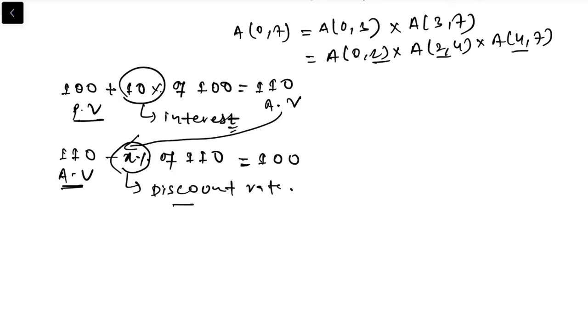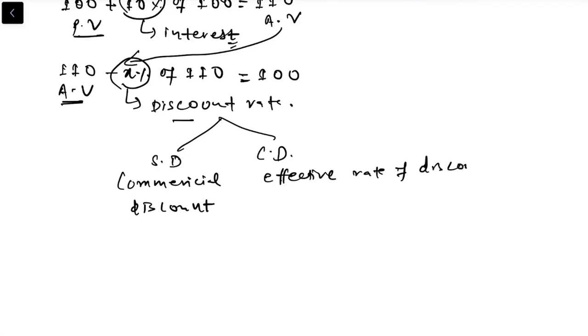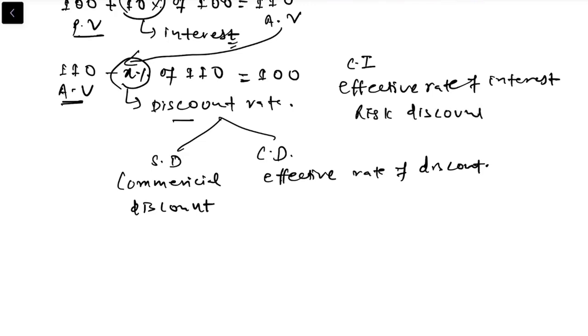Now similar to interest rate, we have two types of discount rate, that is simple discount and compound discount. Simple discount is also called commercial discount. And compound discount is also called effective rate of discount. And I think in previous video I forgot to mention the synonyms for compound interest, that is effective rate of interest, and this is also called risk discount rate. So these are few terminologies that are often used for compound interest and compound discount, simple discount.